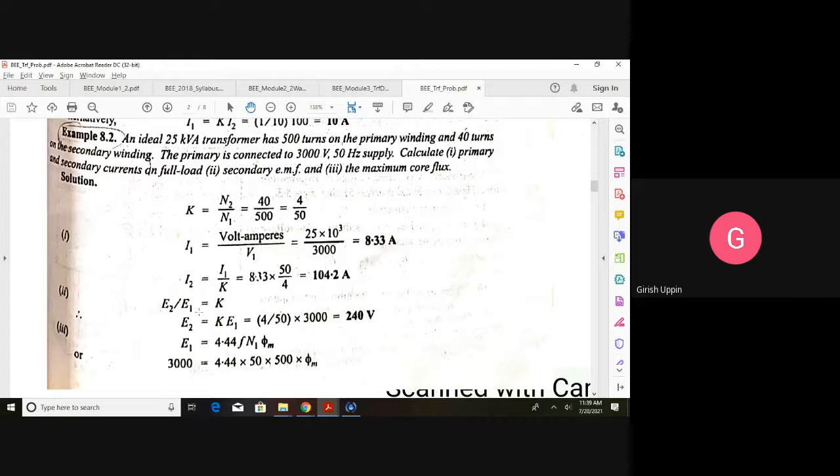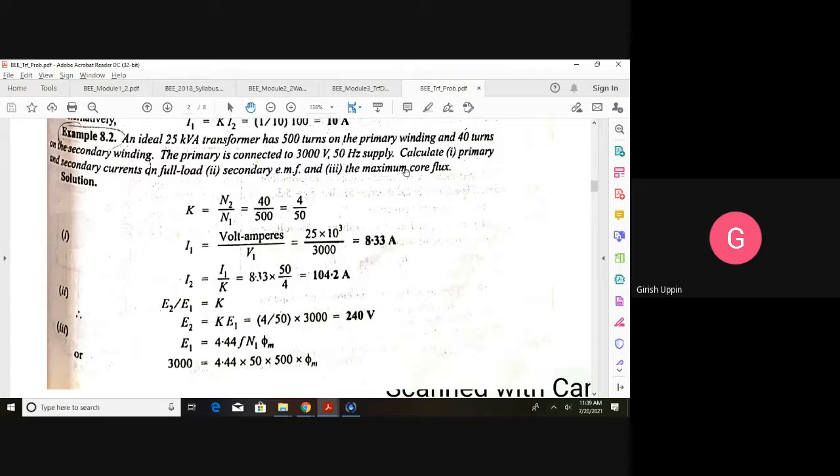Now E2 by E1 is equal to K. We have to find the secondary EMF. E2 is equal to K into E1, that is 4 by 50 into 3000, which gives 240. You can see here 240 volt; the number of turns is less on the secondary, so we get less voltage. On the primary side, we have 500 turns and we get 3000 volt.